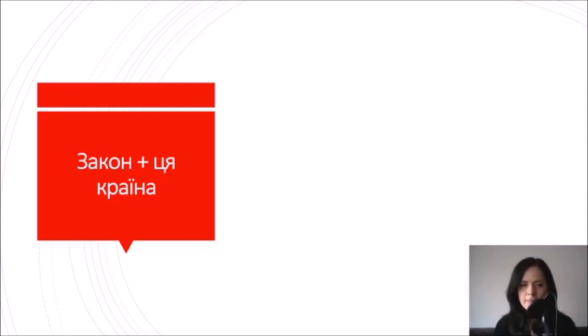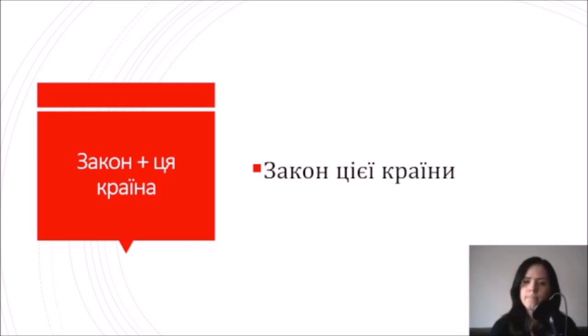Закон, ця країна. If you don't know the declension of the pronouns цей, ця, ці, I believe I have a video on it as well. If I do, I will leave the link for you somewhere. So закон means the law, and ця країна means this country. Okay, so to say the law of this country, we will say: закон цієї країни. Yes, I do believe I have a video on declension of the pronouns of this type. Next.